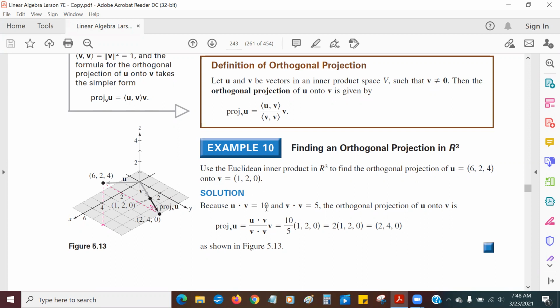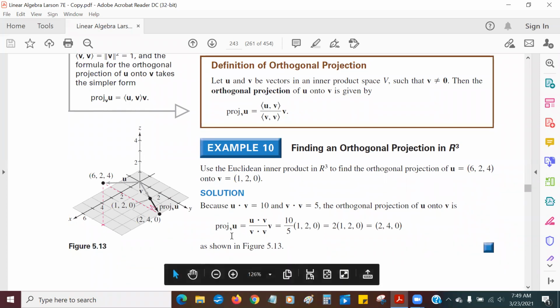We're going to see it's going to want to be bigger, but we'll see in a second. So u dot v is 10, because I can just do the multiplication: it's 6 plus 4. And v dot v is going to be 1 plus 4, which is 5. That's what I love about dot products. They're so easy to take, so easy to figure out. That's what's awesome about it.